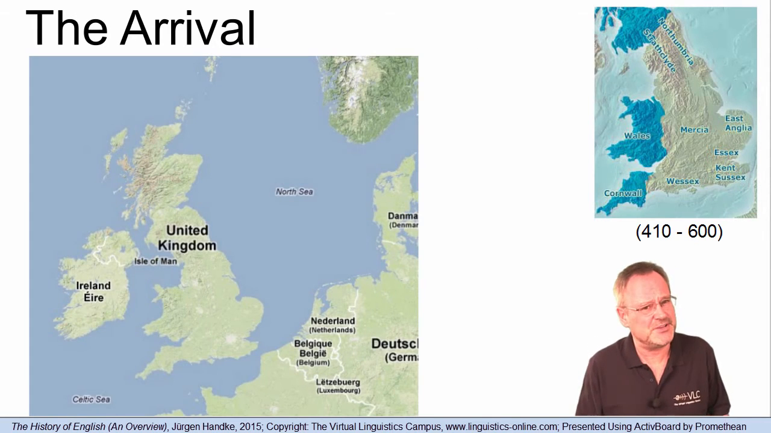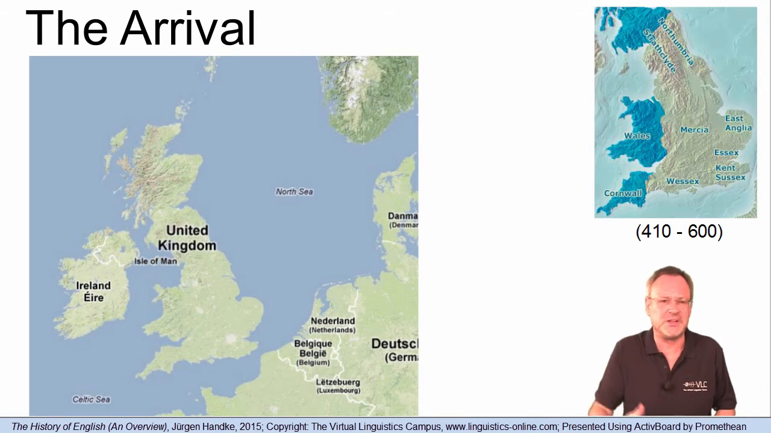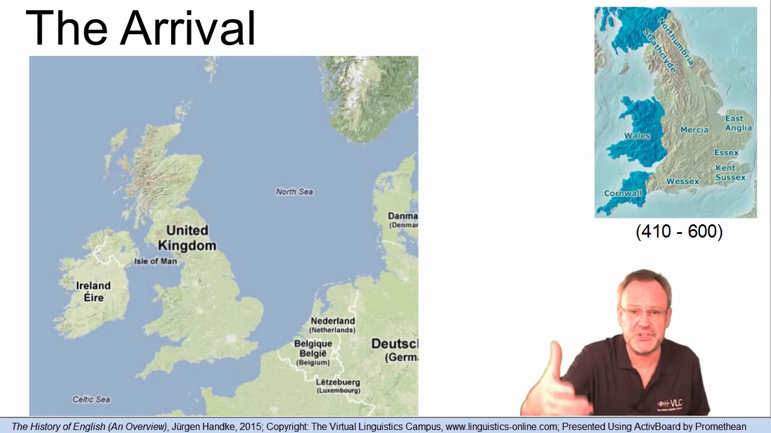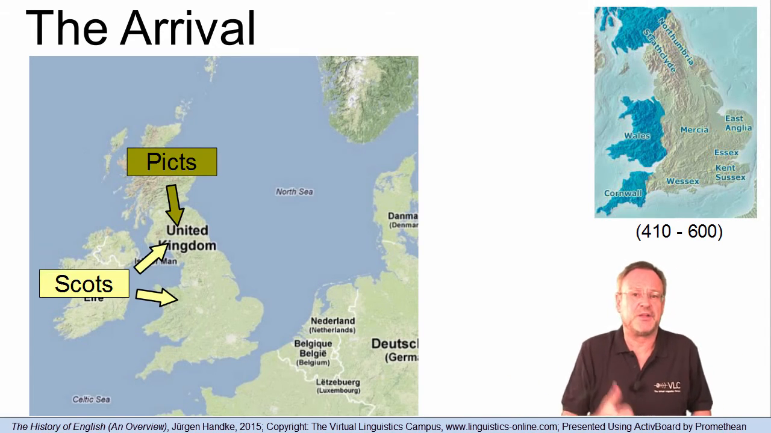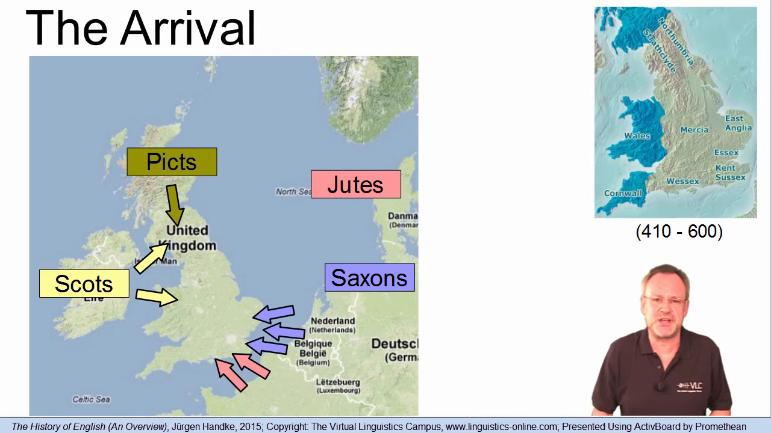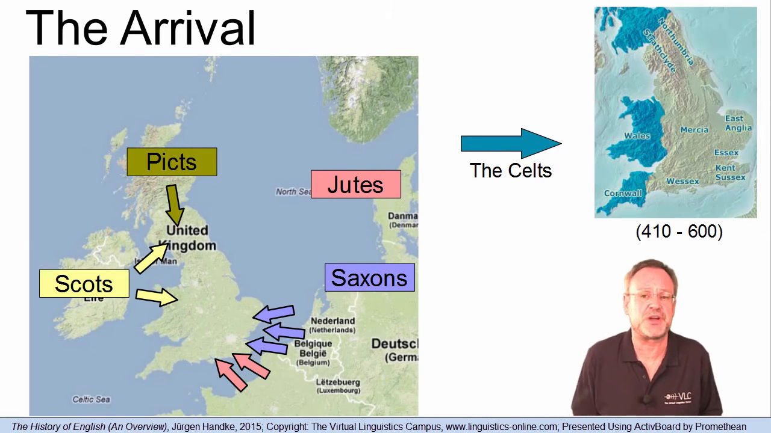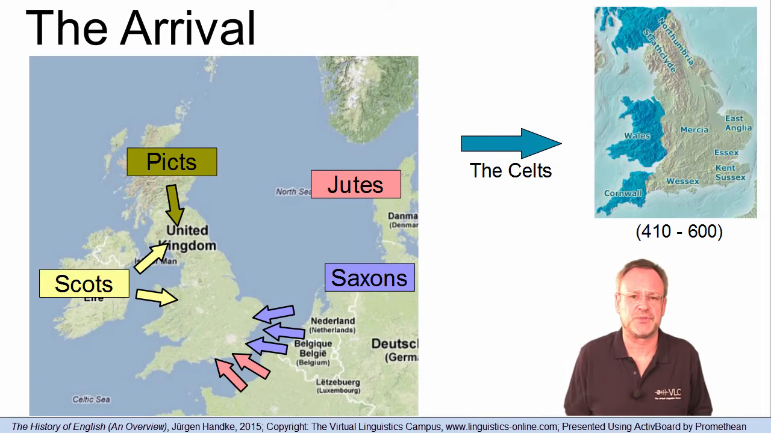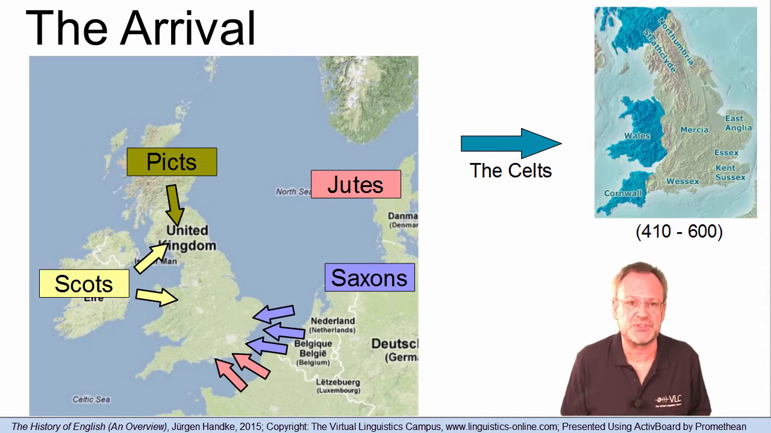In 410 after Christ, the Roman legions were withdrawn from Britain, leaving chaos. The Picts raided from the north, and the Scots from Ireland, while the Jutes and the Saxons attacked the eastern coasts. Throughout the 5th and 6th century, the Britons were slowly driven back into the mountain areas of Cumbria and Wales. Germanic-speaking tribes replaced the Celtic peoples.